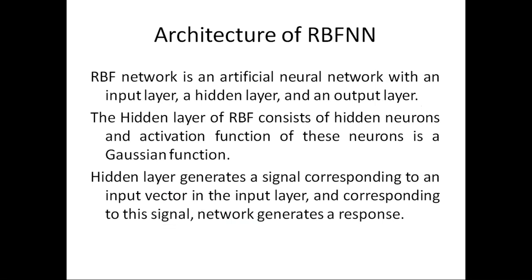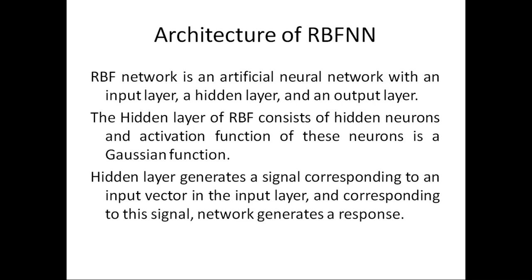Then coming to the architecture of this RBFNN. The RBFNN is an architectural neural network with an input layer, a hidden layer and an output layer. The hidden layer consists of hidden neurons, and the activation functions of these neurons are Gaussian functions. The input layer only carries forward, with no work. The output layer gives the output. The hidden layer does all the processing, and every neuron in the hidden layer has an activation function called the Gaussian function.